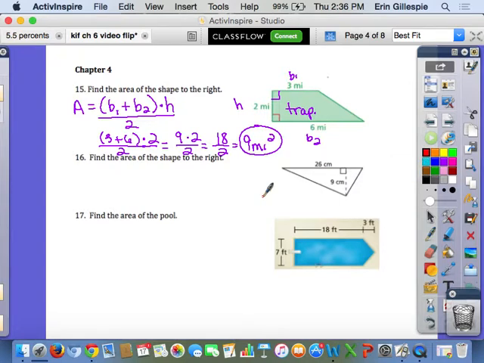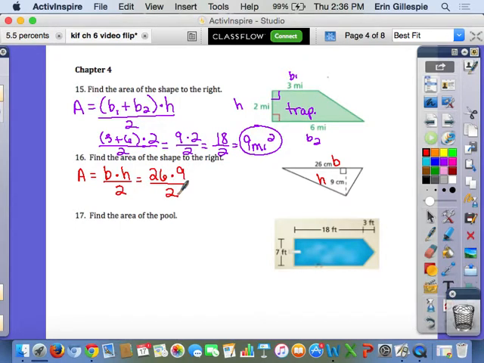Well, that shape is a triangle. So the area formula for a triangle would be base times height divided by 2. Remember, with all the shapes we learned in chapter 4, base and height always have to form a 90-degree angle. So 26 here would be my base, and 9 would be my height. So I'm going to do 26 times 9 divided by 2.